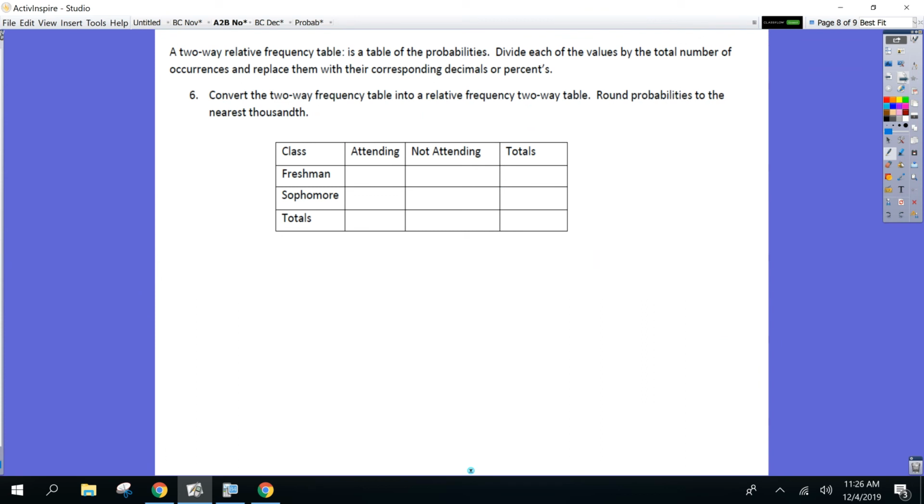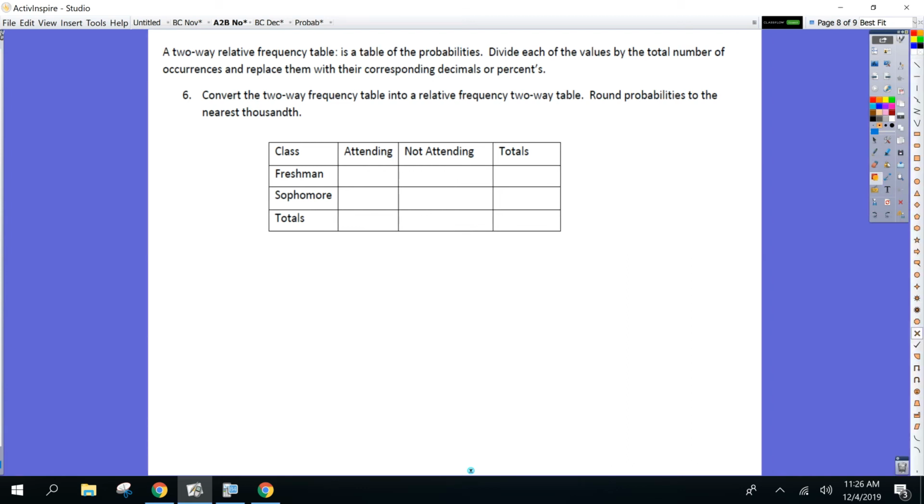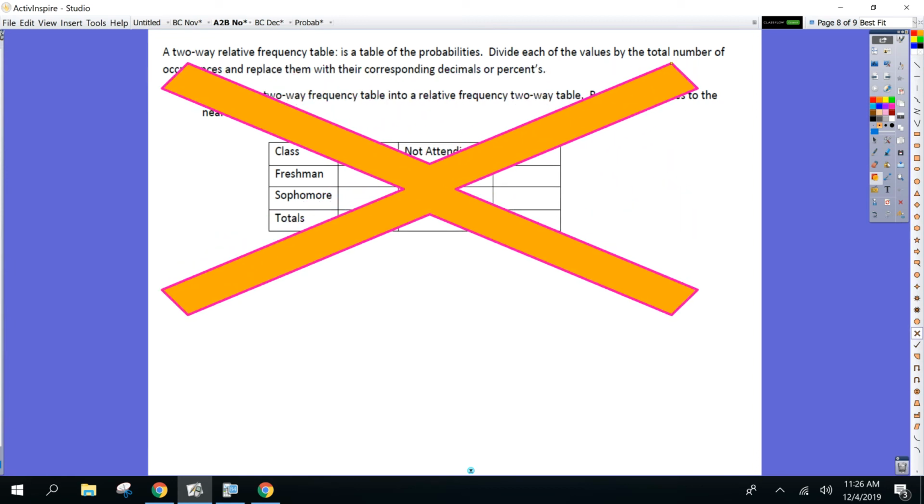Okay, do you have number 6 there, creating a relative two-way table? Yeah. Okay, I'm not doing that. You're not going to be responsible for that. That's just a waste of time, so you can put a big X to it. It's a waste of time for us. There's no need.